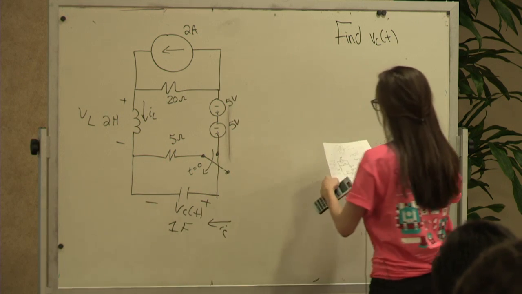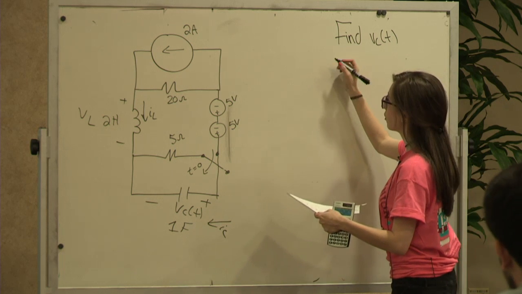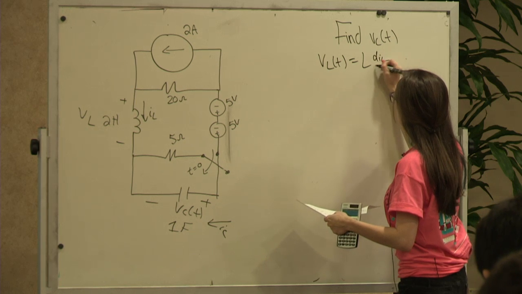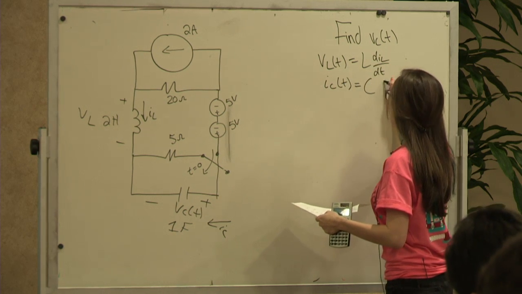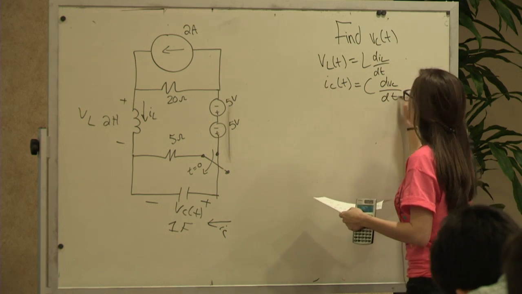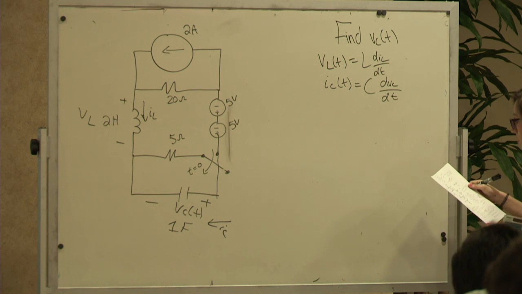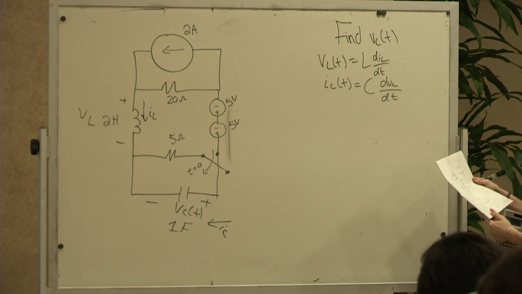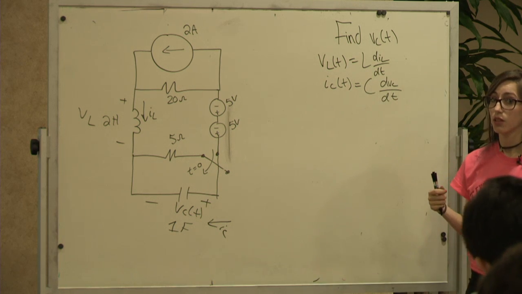Let me just start writing out. The first thing I do with these problems is write out equations. So VL of t equals L dIL of t over dt, and then IC of t equals C dVC over dt. Are there any other equations I'm missing? No. So with RLC, the first thing I do is find initial conditions.